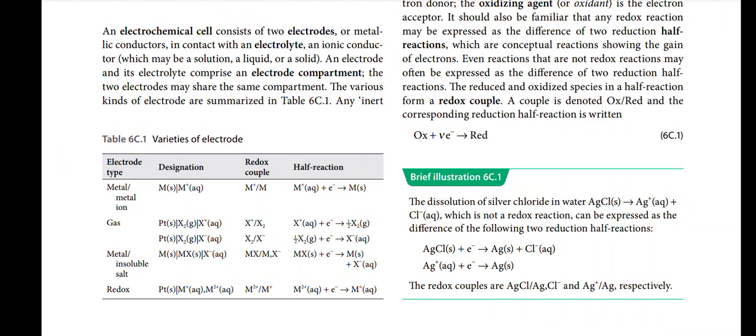So, an electrochemical cell consists of two electrodes or metallic conductors in contact with an electrolyte, an ionic conductor, which may be a solution, a liquid, or a solid. An electrode and its electrolyte comprise an electrode compartment. The two electrodes may share the same compartment. The various kinds of electrode are summarized in table 6C.1.